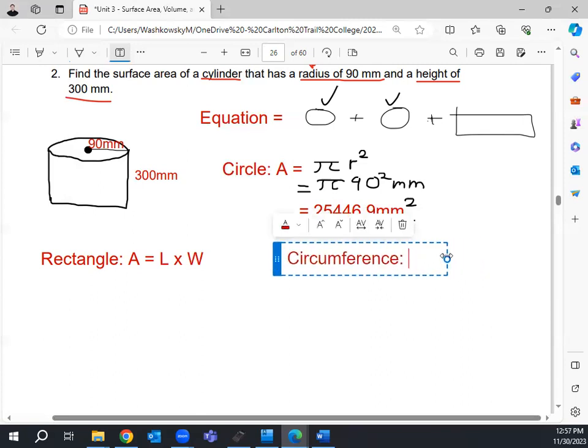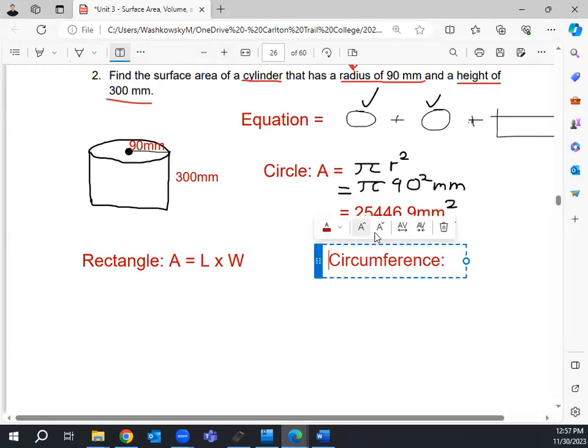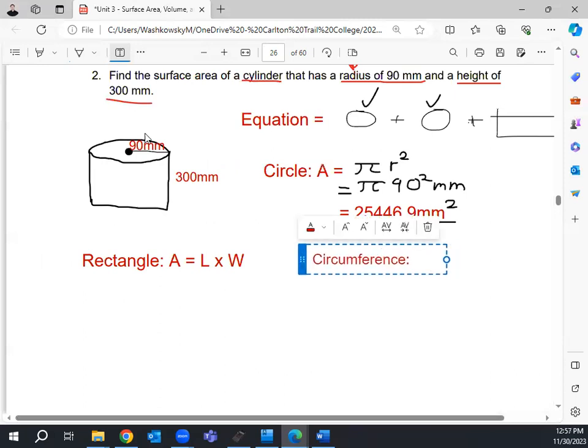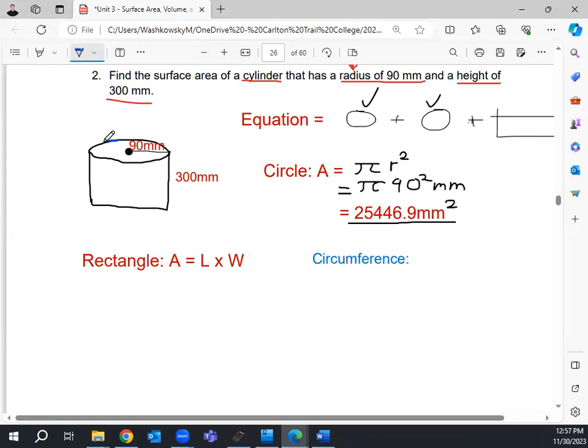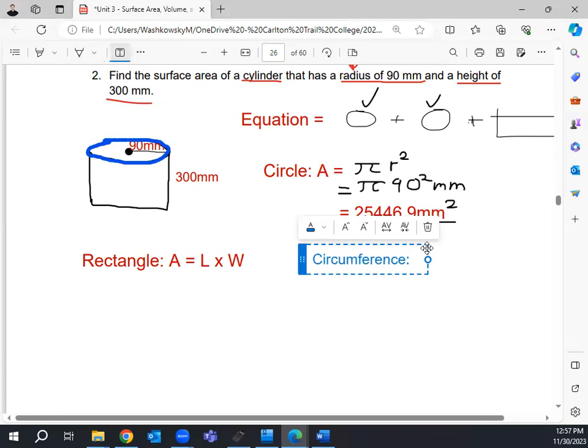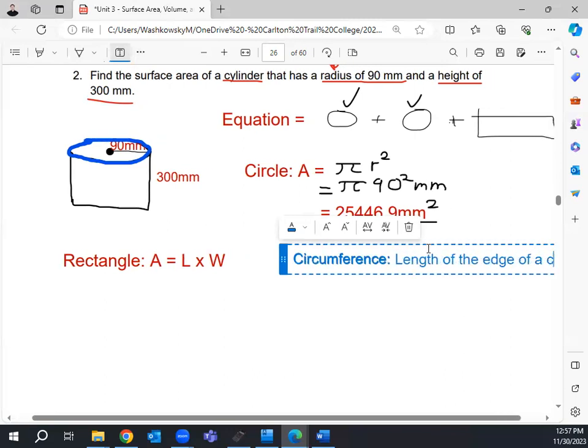You're going to actually write a definition here, by the way. What we need to find is the circumference. I'm going to label this blue and mark that blue. So the circumference is this thing I'm drawing in blue up here. Actually, no, I'm going to erase that underline for now. So the circumference is the length of the edge of a circle.